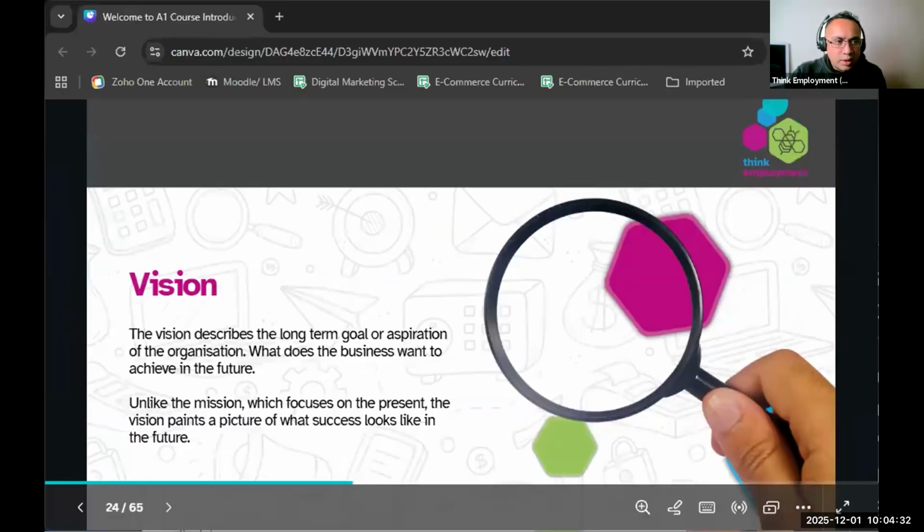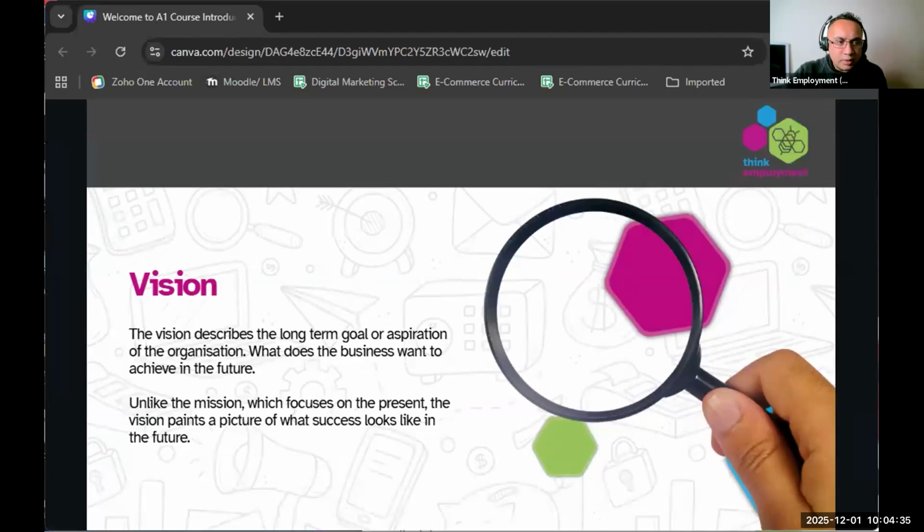So, right, vision. Vision is also important, just like your mission statement. Vision describes the long-term goal or aspiration of the organization. When I say organization, it could be your own individual business, like if you're freelancing, or you're part of a big team, an organization, but the vision is what should be common for everybody within that organization. Okay. So, what does a business want to achieve in the future?